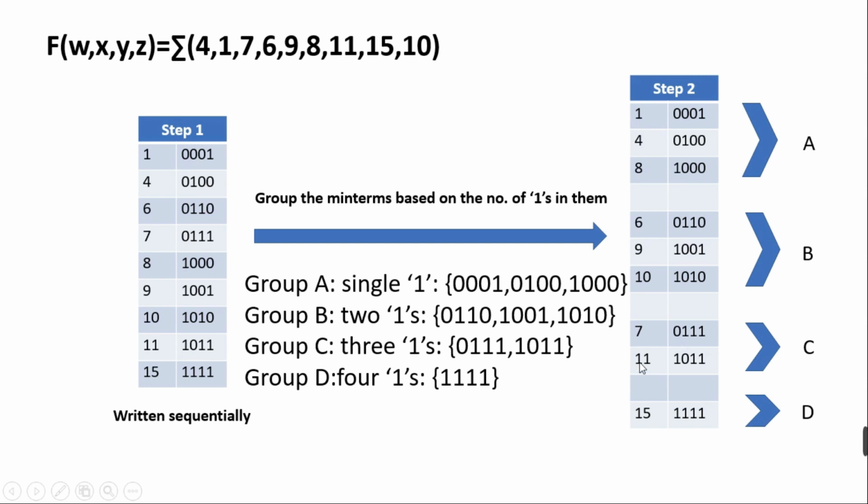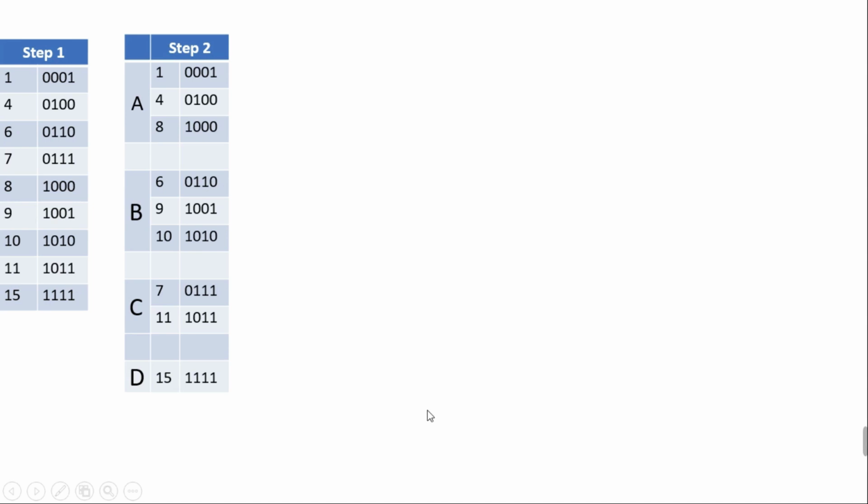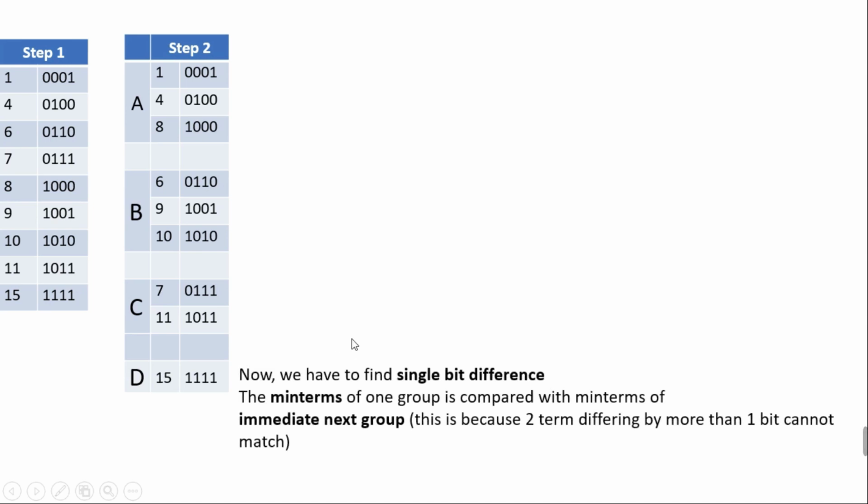So in step 2 we just divided all of our binary numbers into separate groups based upon the number of ones in them. Our groups look like this right now. There are 4 groups in step 2, group A, B, C, and D. Now we're going to find single bit differences from step 2.